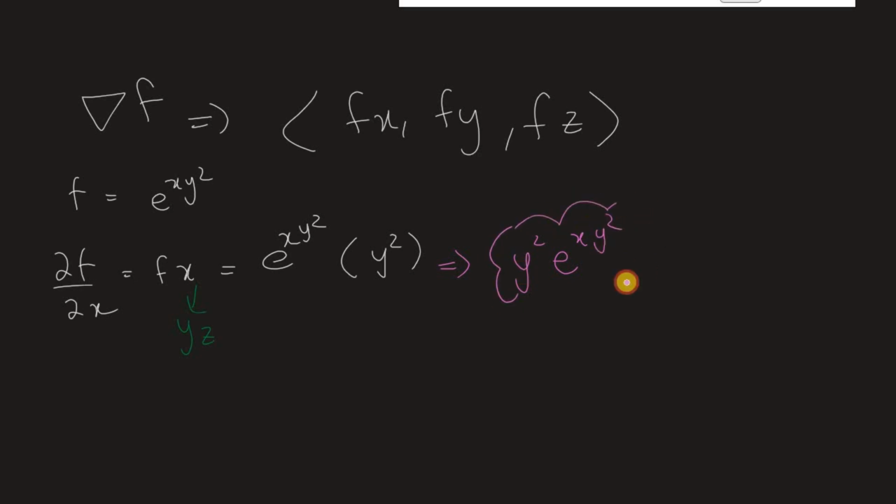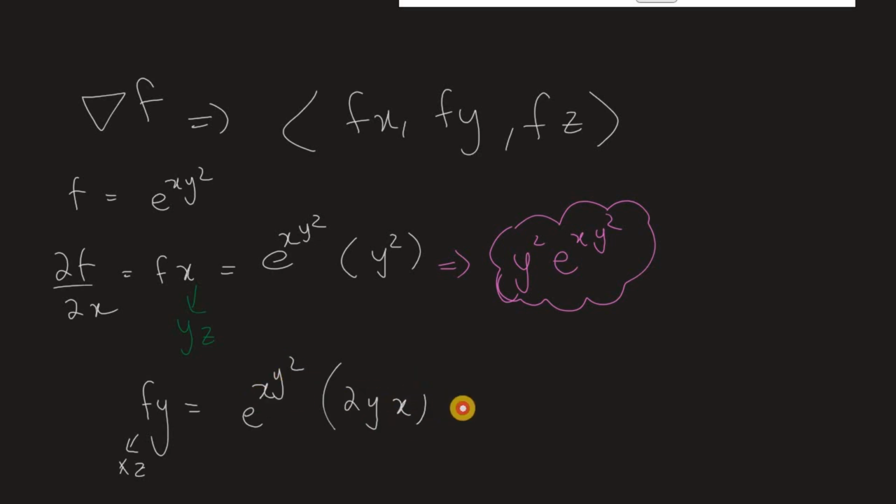Okay, so this is f of x. Now what is f of y? F of y, e to the xy squared, we're differentiating only with respect to y. So in this case, x and z are treated as constants. Now we need to multiply by the inside function, differentiating only y. The derivative of y squared is 2y, and x is a constant, so it's going to stay over there. So this is going to be 2yx e to the xy squared.